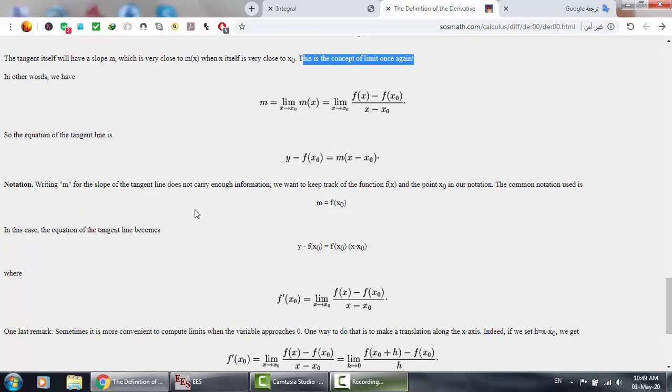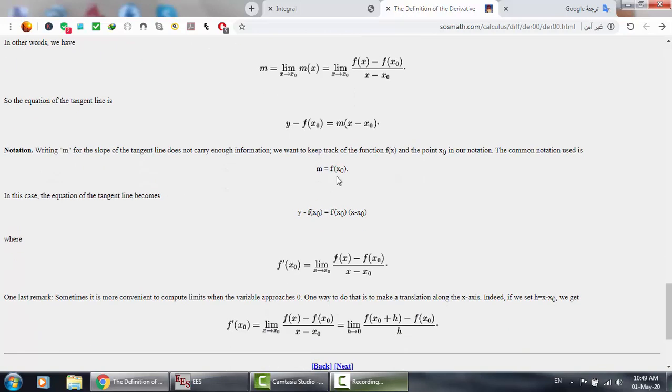So as you can see, here m equals f'(x naught), and writing m for the slope of the tangent line does not carry enough information. We want to keep track of the function f(x) at the point x naught in our notation. So the common notation used is m equal f'(x naught). And of course, this is not quite correct as written, because it is not f(x naught), it is f dash x naught, but you do not see it.